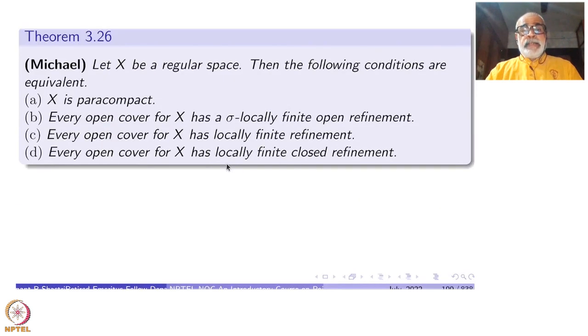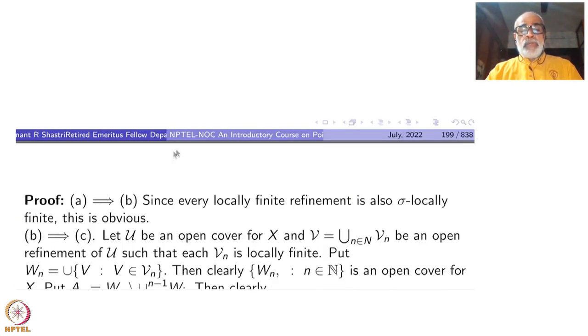B implies C. We start with every open cover having a sigma locally finite open refinement, and then we want to produce a locally finite refinement. So this is an improvement, but notice that we haven't put openness here. So we will not be achieving openness in this step. We are not actually proving paracompactness, but something weaker here, right? So B implies C. Let us see how to prove that.